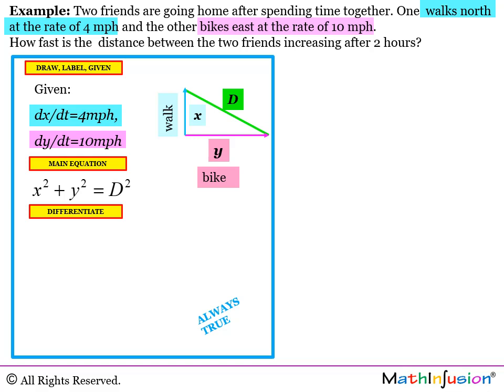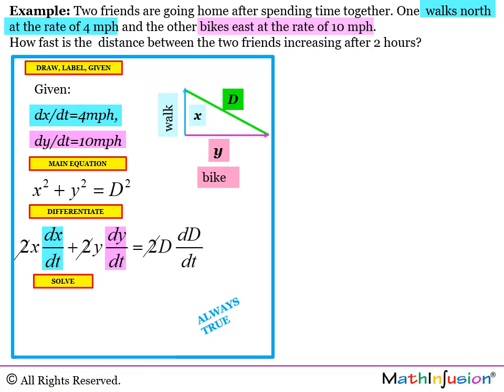Now we're differentiating everything with respect to t. x, y, and D are all functions of t, and we get that. We can cancel the 2, simplify, and we can solve here if we like. We would like to find the rate of the distance, which means that we need to find dD/dt. And if we solve that, we get that.